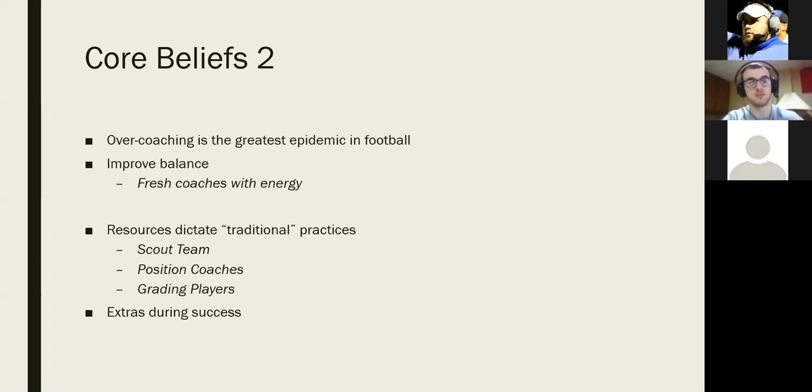I touched on this before about the resources, but identifying what maybe traditional practices we don't have resources for. If you don't have a big team, right? Maybe having a scout team is not the best way to go about it.